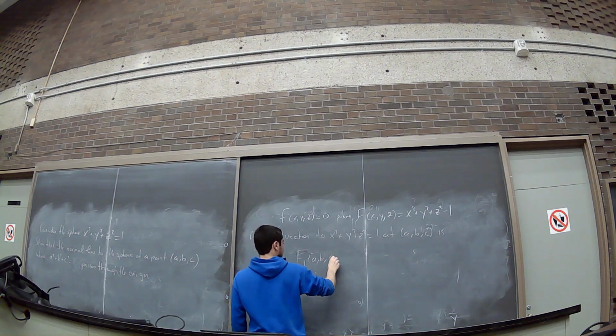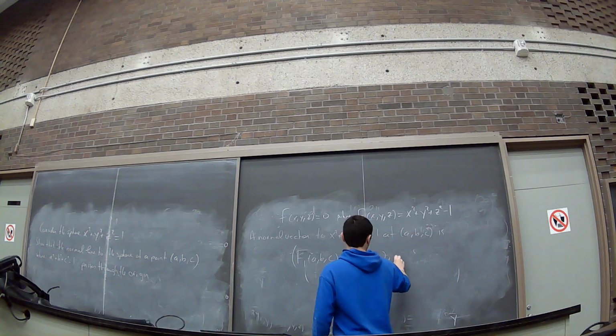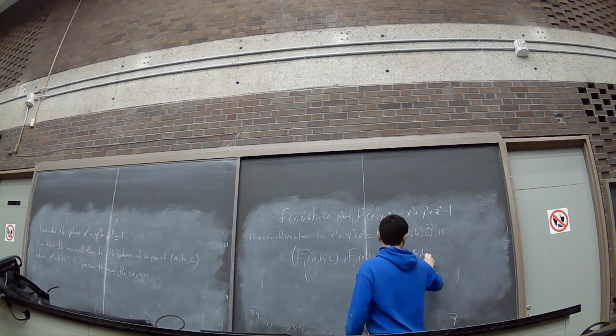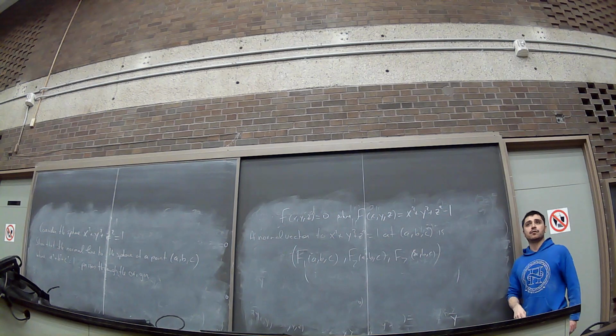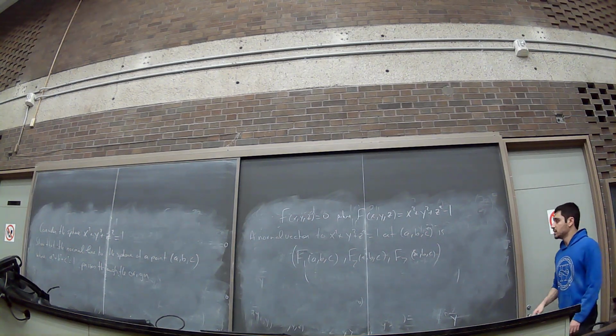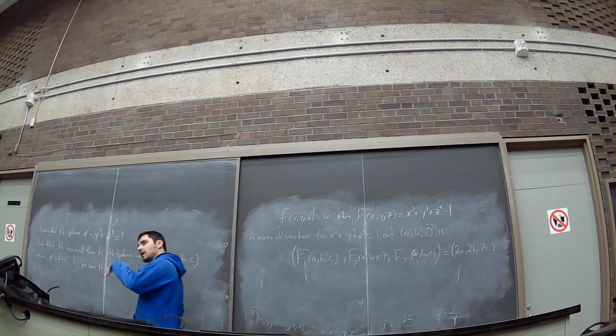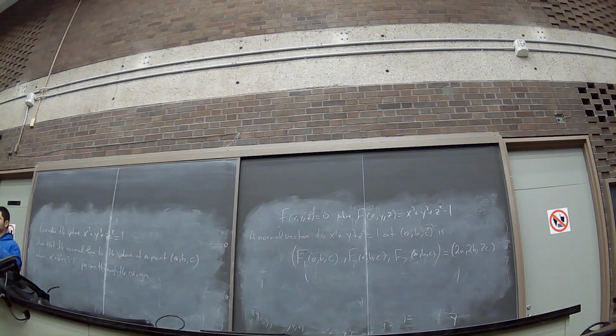(F1(a, b, c), F2(a, b, c), F3(a, b, c)). What is F1 at (a, b, c)? What is F2? And what is F3? 2a, 2b, 2c. Are we good? It's (2a, 2b, 2c). Now, what's the normal line to the surface? It's the line that has the direction of the normal and passes through the point (a, b, c).